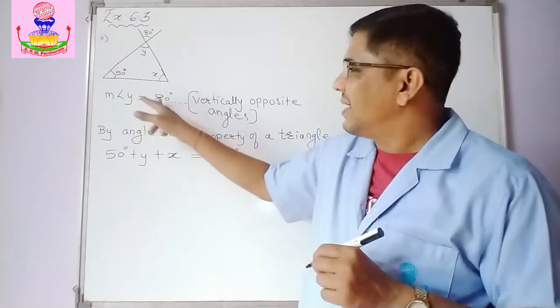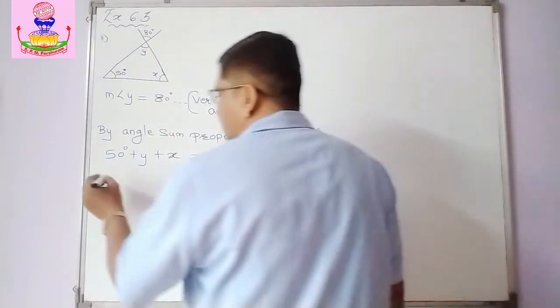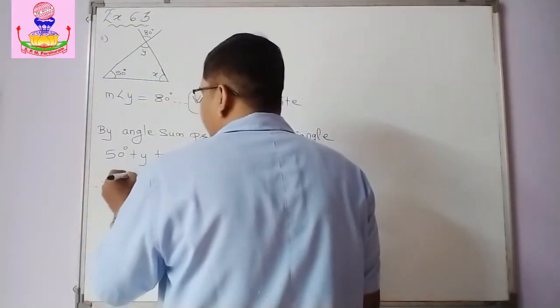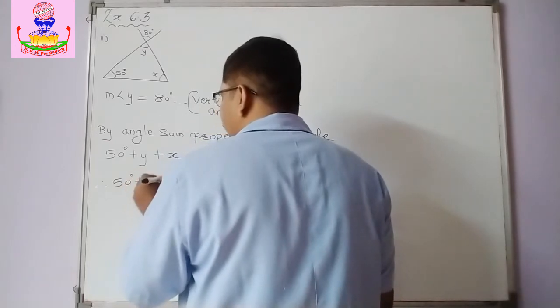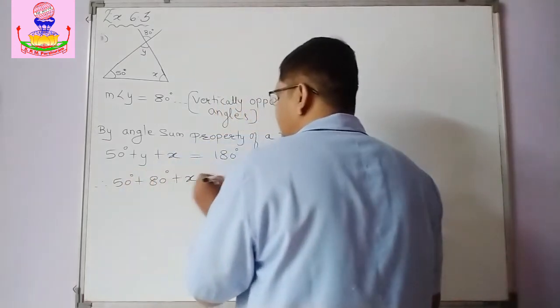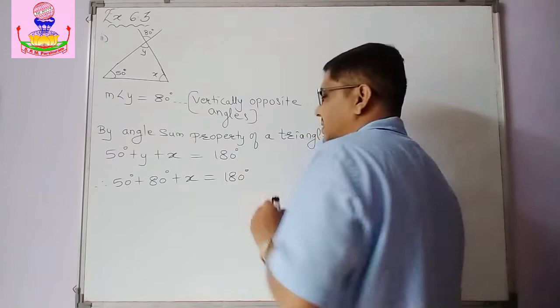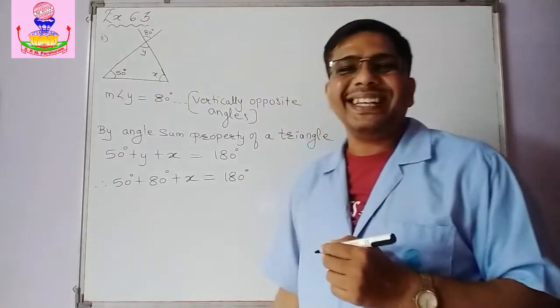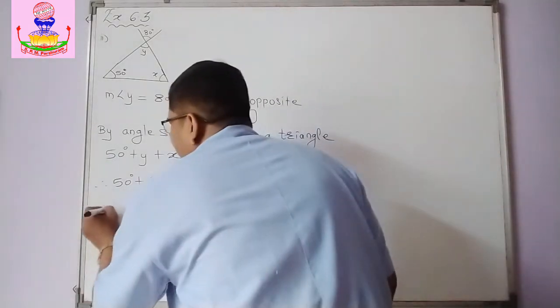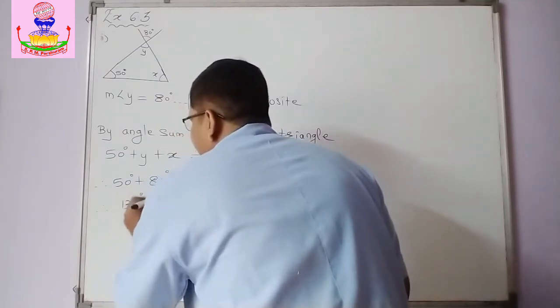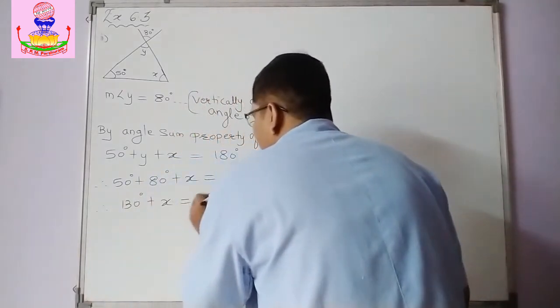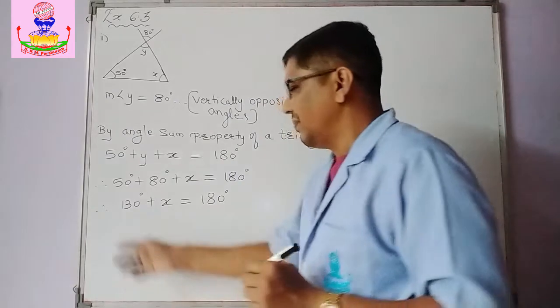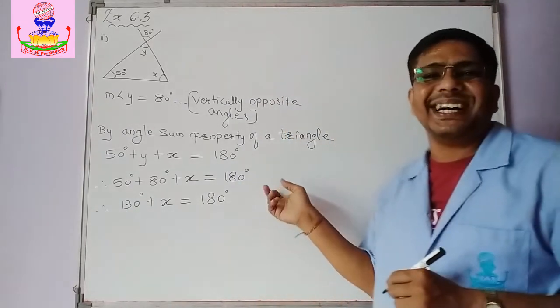Now, do I know the measure of angle Y? Yes. What is it? 80 degrees. Okay. So therefore, 50 degrees plus 80 degrees plus X is equal to 180. Now, 80 plus 50 is 130. So therefore, 130 degrees plus X is equal to 180 degrees.